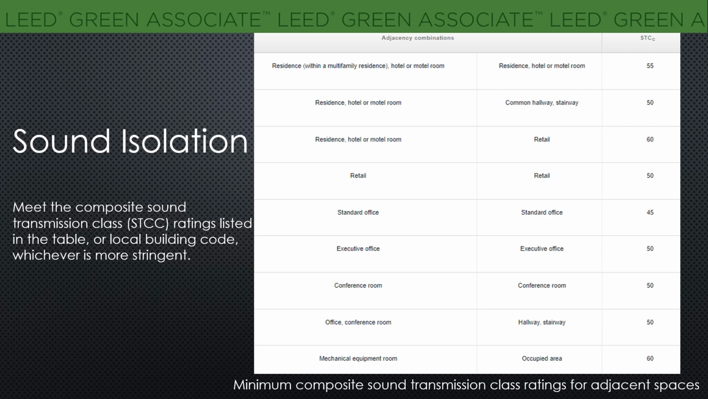Then retail and retail is 50. Then mechanical room adjacent to an occupied room should be 60. So the variation of STC ratings can be seen from this table. This table depicts the minimum composite sound transmission class rating for the adjacent spaces.